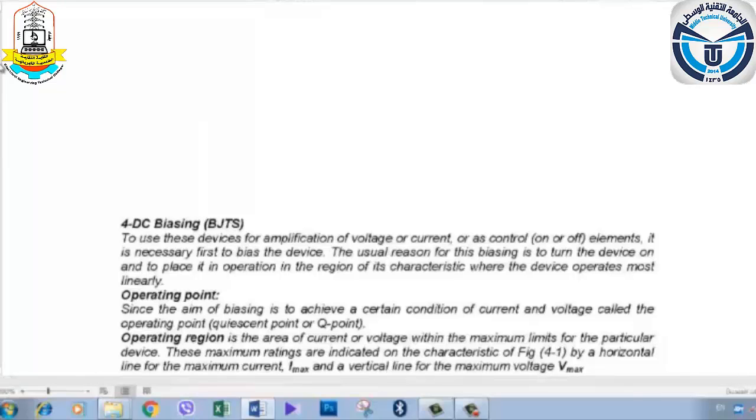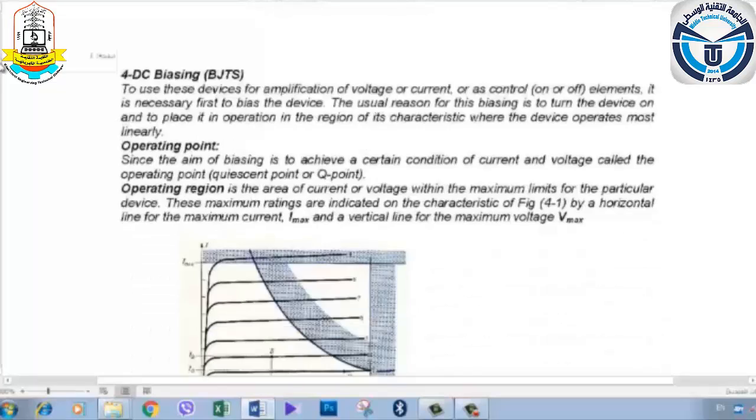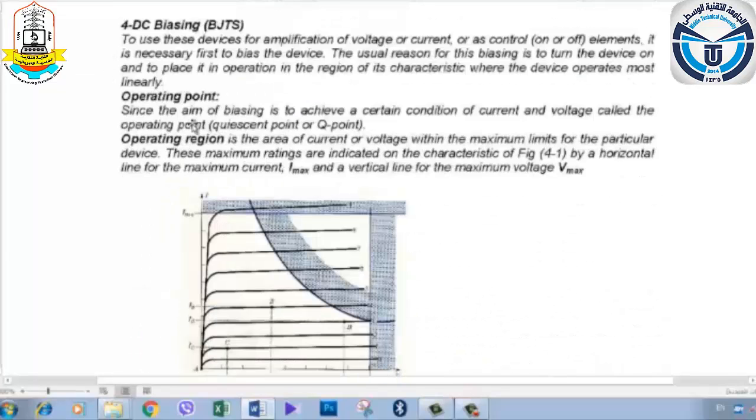Biasing is applying an external DC voltage to the device or to the transistor in order to turn it on and place it in the operation in the region of characteristics where the device operates most linearly. Because the aim of the biasing is to achieve a certain condition of current and voltage, this specific value of current and voltage we will call the operating point, or the quiescent point, and as abbreviation we call it the Q point.